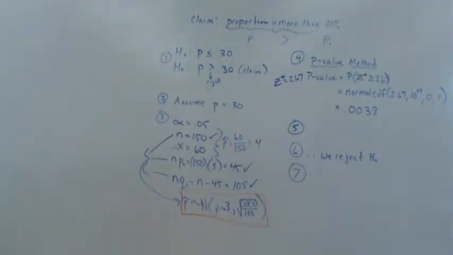So I'm going to go to normCDF, and I'm going to put in 2.67, comma 10 to the 99th power, comma 0, comma 1. And look at that, I get the same thing, 0.0038.